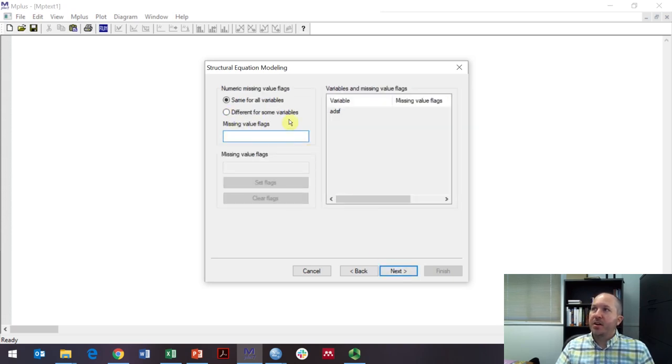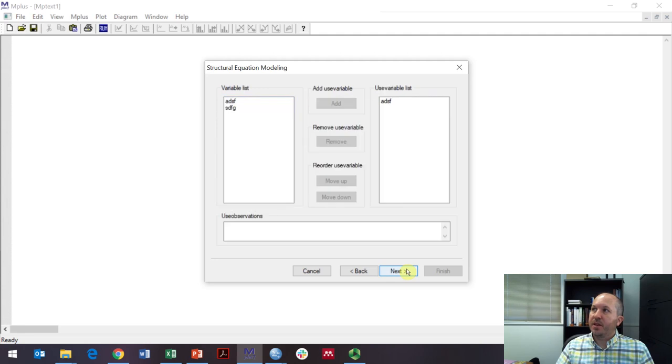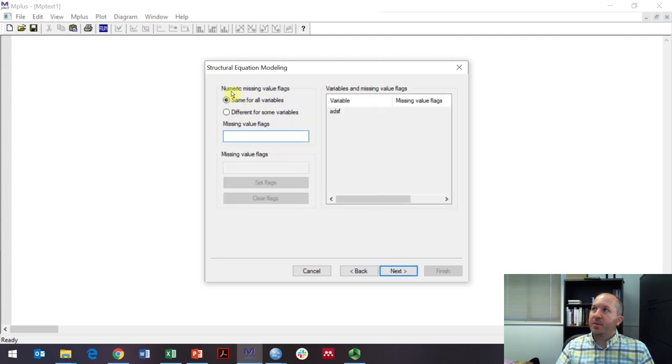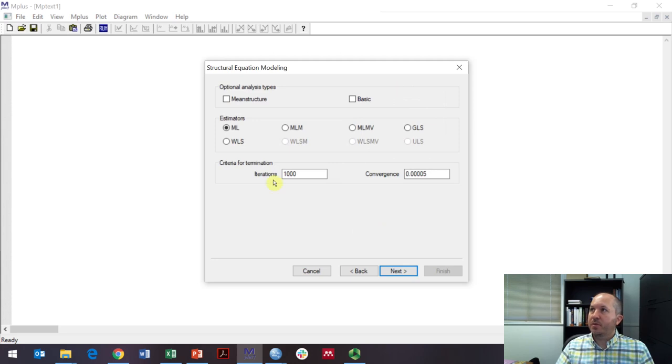And then here, let me go back, because I clicked yes, I have missing values, and it's a numeric value, I will now have the opportunity to do this. I can say it's the same for all variables and say it's -99. Go to the next. I'm not using any grouping or weighted or categorical variables. I'm using ML as my estimator.